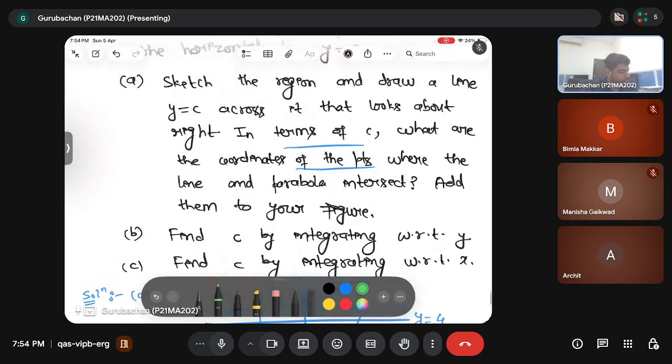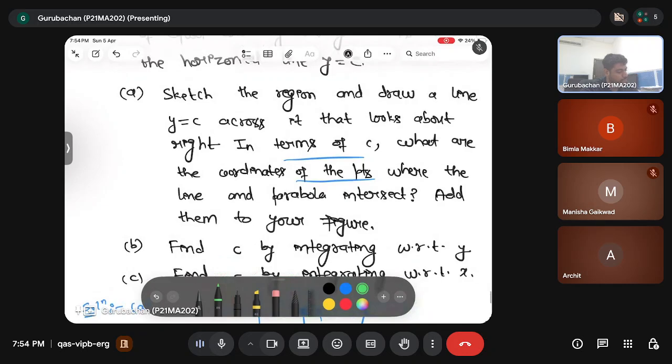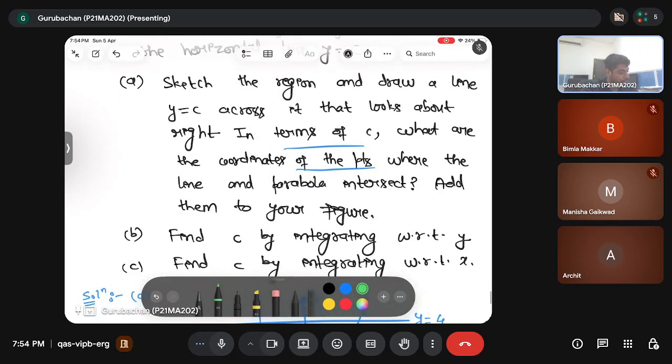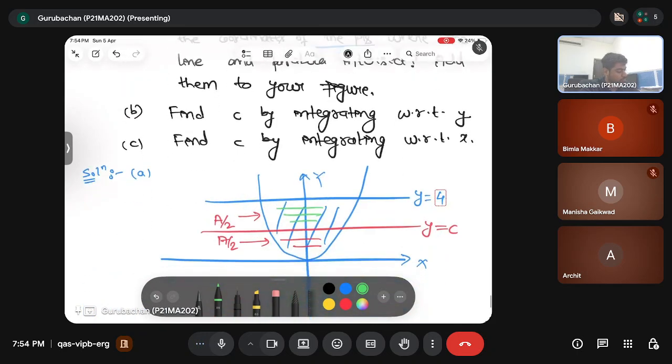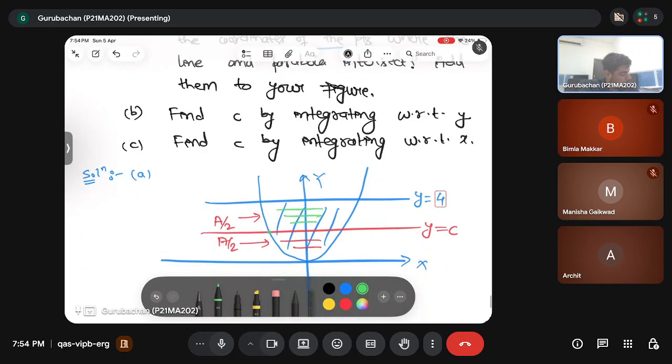Next, in terms of C, what are the coordinate points where the line and parabola intersect? This one and this one. What are the points? Sir, root c comma c and minus root c comma c.